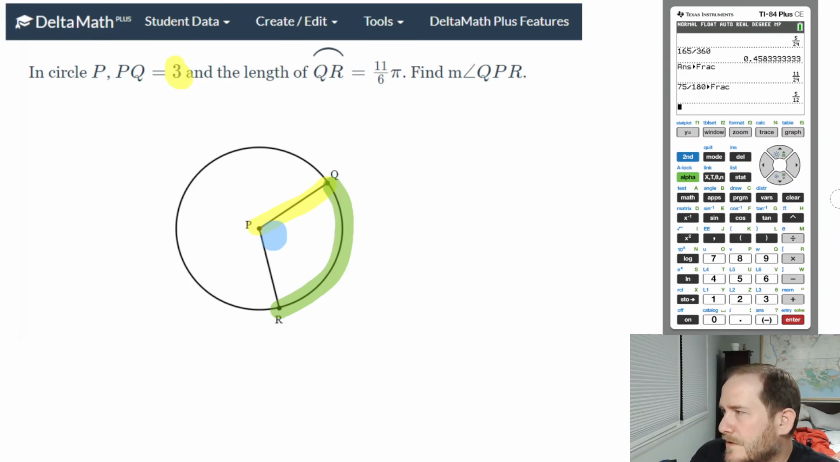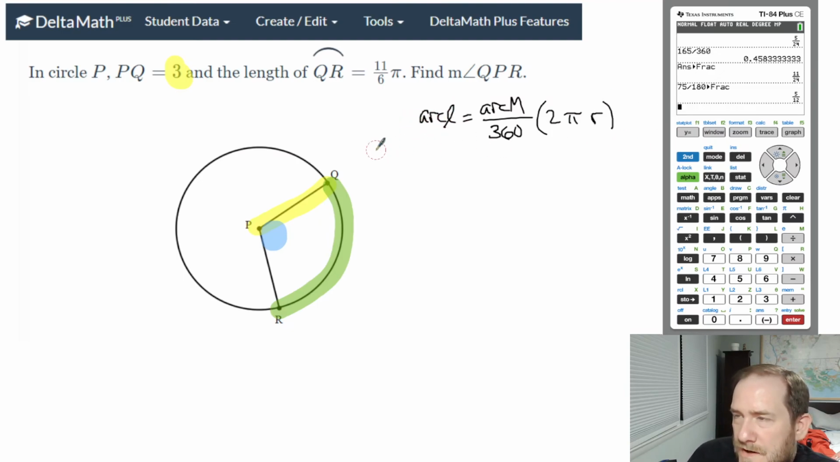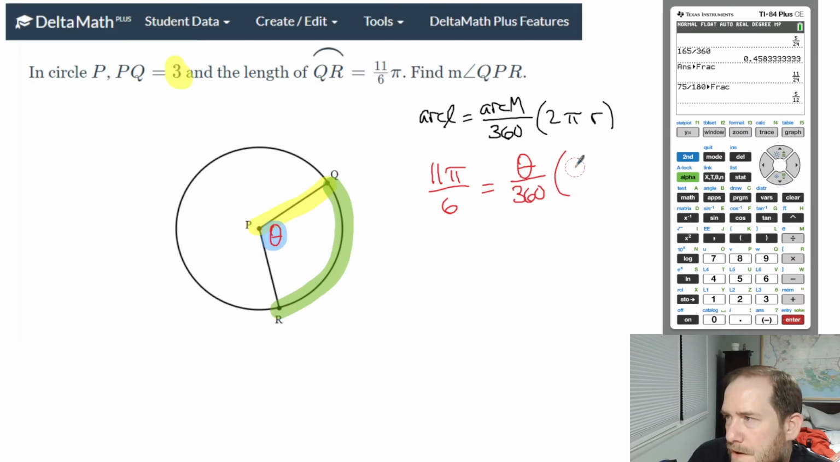So how's that going to work? Well, use the same old formula. Arc length is arc measure divided by 360 times 2 pi r. So what's the arc length? Well, that is something we know. It's 11 pi over 6. What is the arc measure? Well, that's exactly what we don't know this time around. Then there's 2, then there's pi, then there's the length of the radius, which was given to us to be 3.